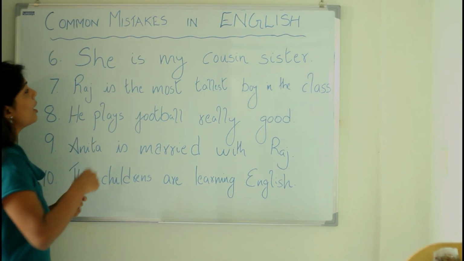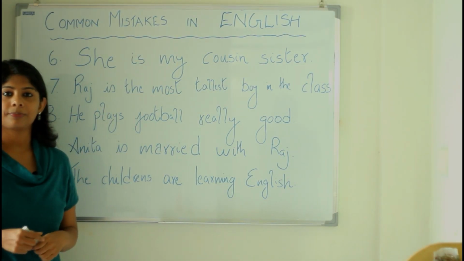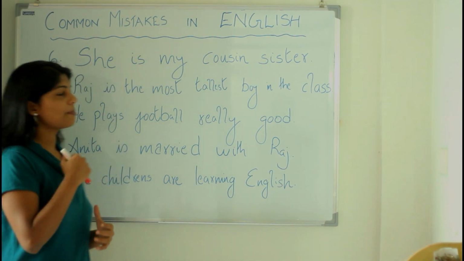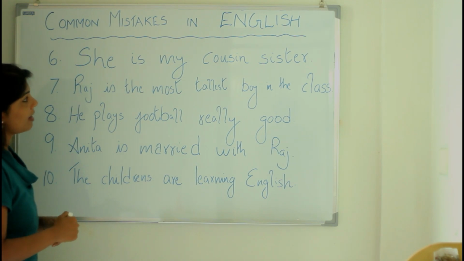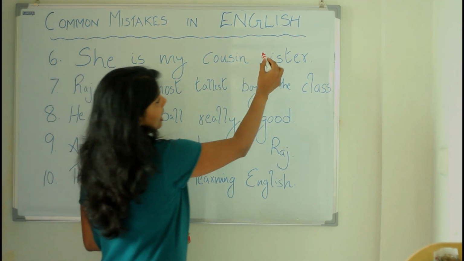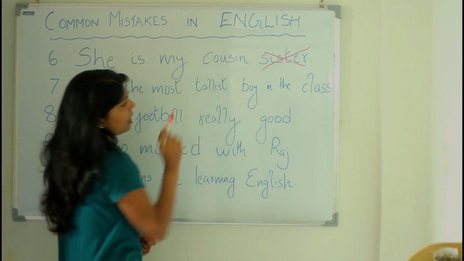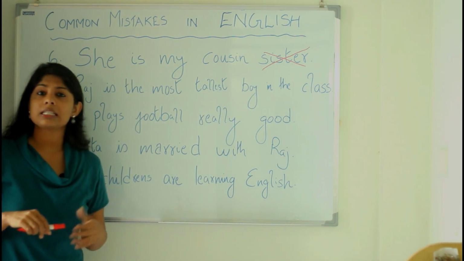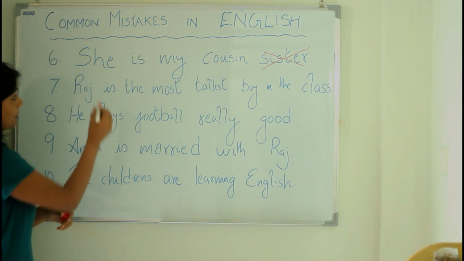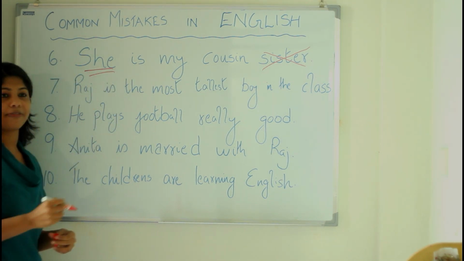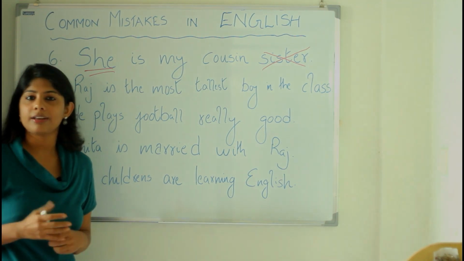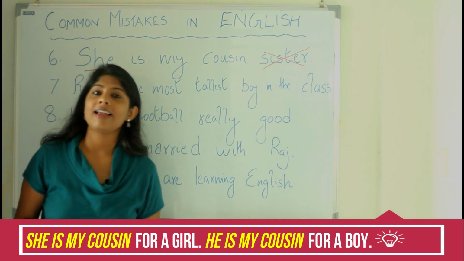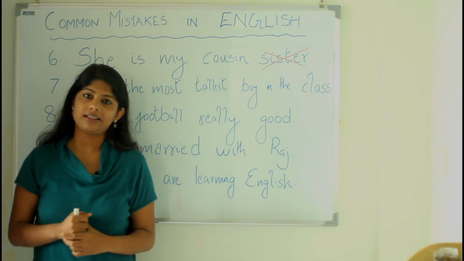The next sentence, she is my cousin's sister. This is the sentence you use while introducing your family members, but there's something wrong with it. What is it? It is, you do not need to write the word sister here. Then you will ask me, how do I identify whether it's a girl or a boy? Here, the pronoun will help you identify whether you're talking about a brother or a sister. In this case, she is my cousin for a girl, and for a boy, he is my cousin.